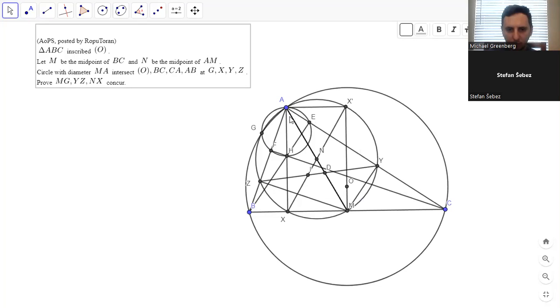You can, for example, project through A on the BC, right? Yeah. So we get BXC. So those are a harmonic bundle, because A, G, E, F, and B, C concur. That's how you know it's harmonic. Unless there's another way.